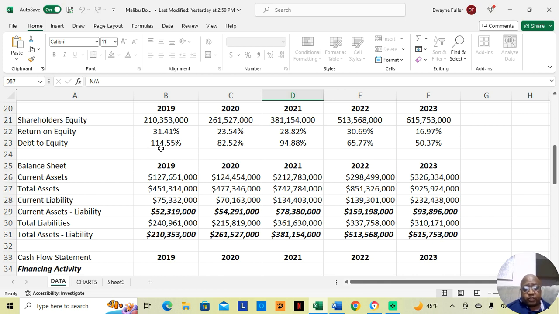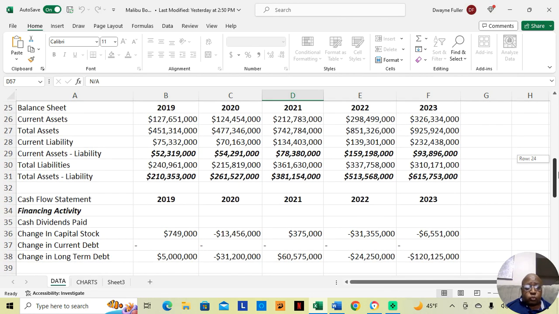Now, debt to equity. We like that under 200%, and in 2019, it was 114.55%. 2020, it was 82.52%. 2021, it was 94.88%. 2022, it was 65.77%. And 2023 was 50.37%. So their debt to equity is pretty decent, pretty good, which is signaling to me that their balance sheet will be good as well.